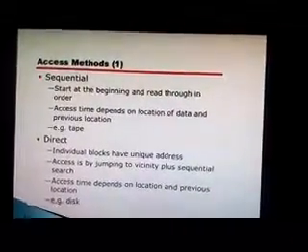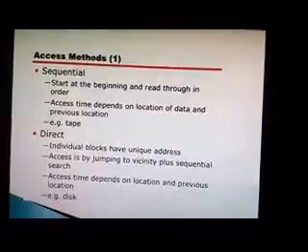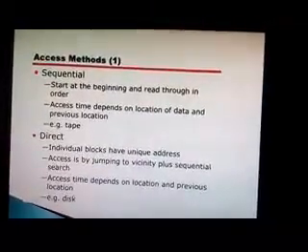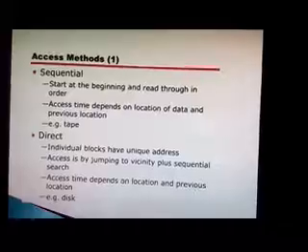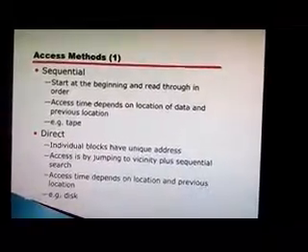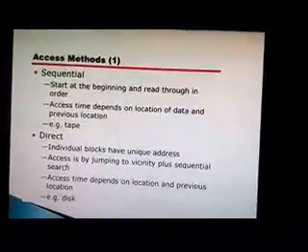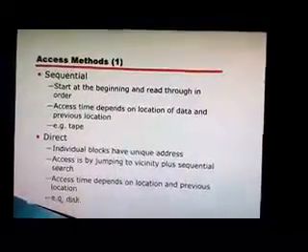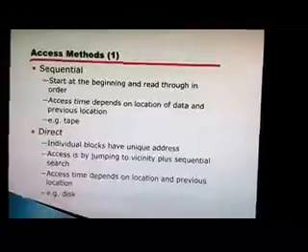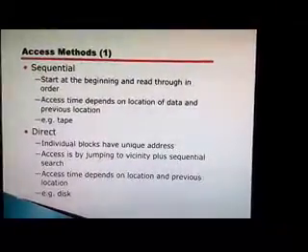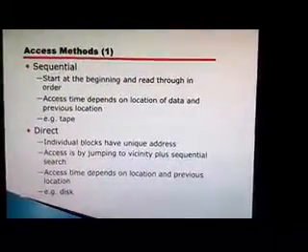Access method 1. Sequential. Start at the beginning and read through in order. Access time depends on location of data and previous location, e.g. tape. Direct. Individual blocks have unique addresses. Access is by jumping to vicinity plus sequential search. Access time depends on location and previous location, e.g.